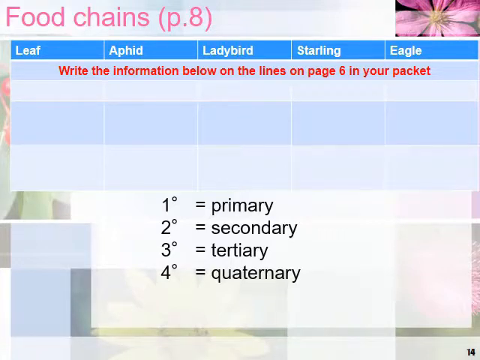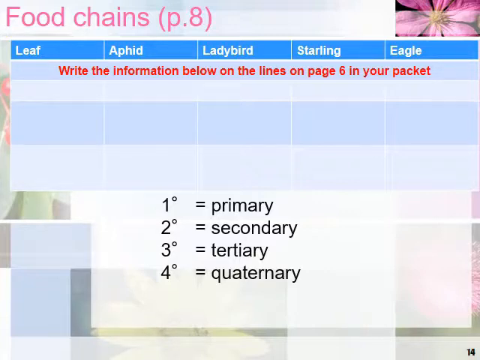So here we have another example where you can practice going through and labeling all of the trophic levels, the specific roles, the way they're gaining nutrition. And just for reference, when you are dealing with the words primary, secondary, tertiary, and quaternary, if you think you're having a hard time spelling it or you want to save time, you can also use a number and then a little superscript circle, like that, which kind of looks like a degree symbol. And you can use that to write primary, secondary, tertiary, and quaternary instead.